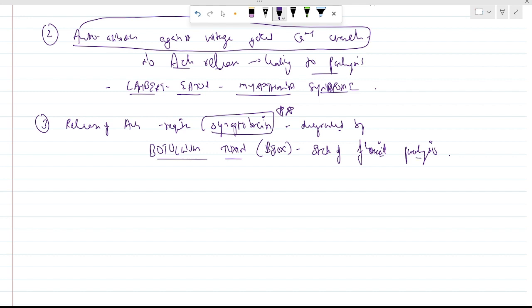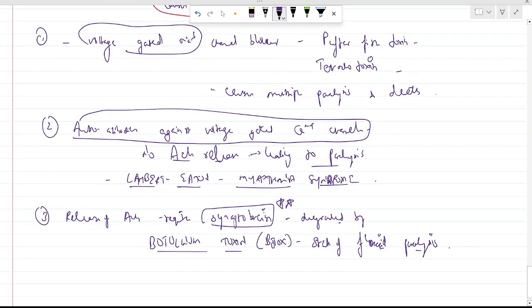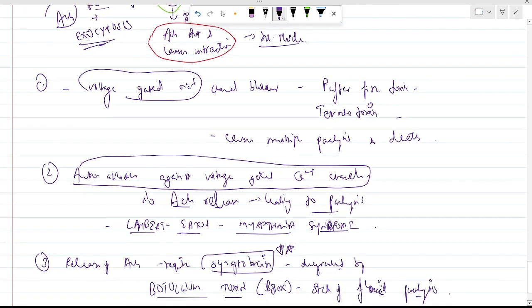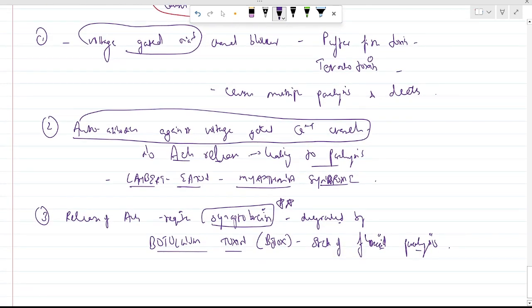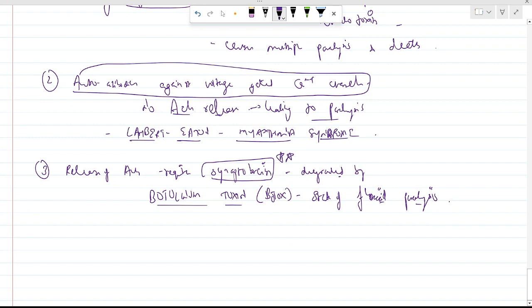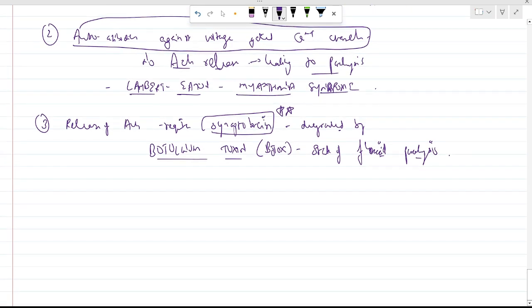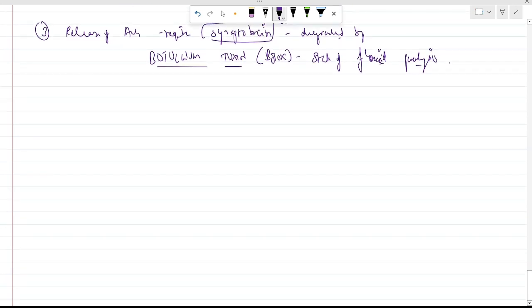So these three important points we need to remember here. Voltage gated sodium channel blocker, pufferfish toxin, tetrodotoxin, muscle paralysis. Lambert-Eaton myasthenia syndrome, autoantibodies against voltage gated calcium channels, no acetylcholine release. And acetylcholine release requires synaptobrevin, which is degraded by our botulinum toxin, causes flaccid paralysis. Okay, very important phase, need to remember by revising them. Okay, moving on.